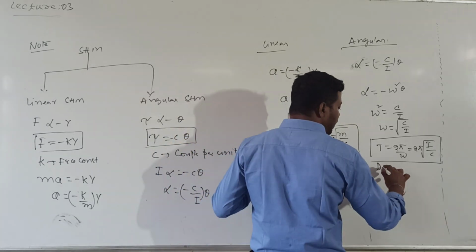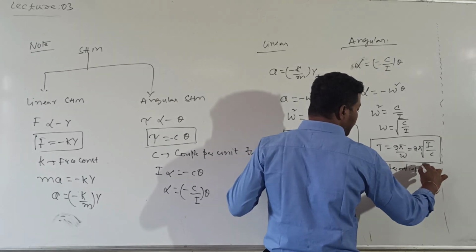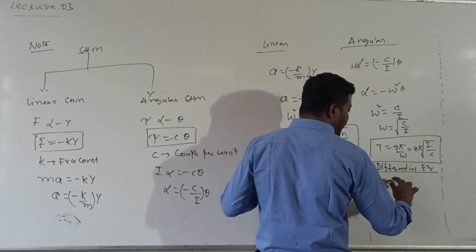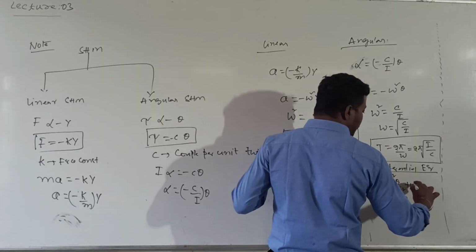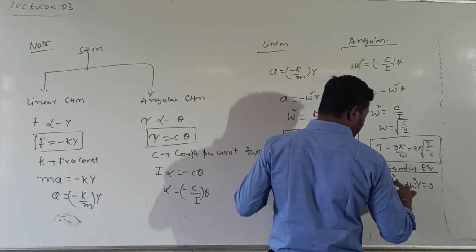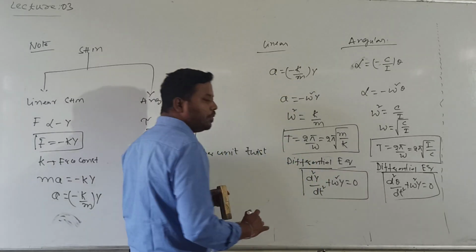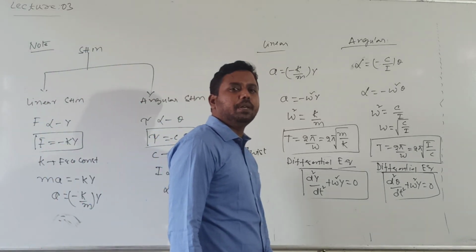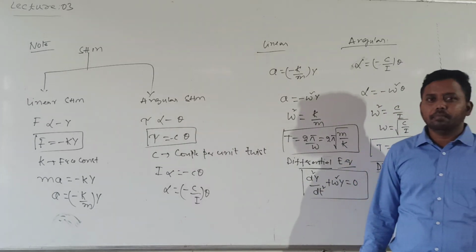Similarly, what will be the differential equation for a particle executing angular SHM? It is d square theta by dt square plus omega square into theta equal to 0. Here, for linear SHM, omega is equal to root over k by m, and for angular SHM, omega is equal to root over c divided by m. This is the major difference between linear SHM and angular SHM.